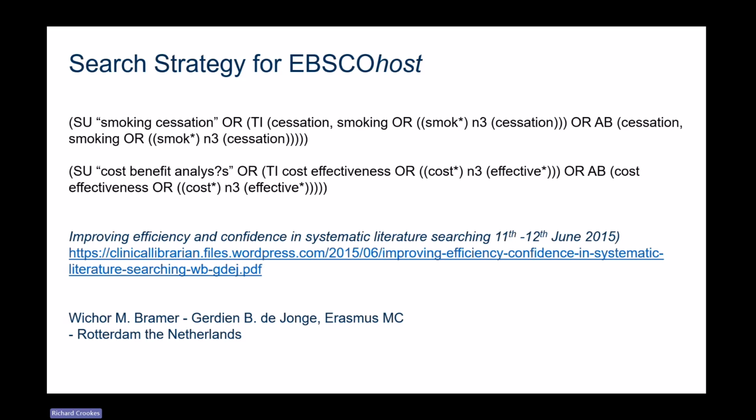But just to add, there is a search strategy that's been designed by the Erasmus Centre in the Netherlands, that I attended a session on a number of years ago at EHIL in Edinburgh, and so you may have been there. And it was developed by Wichor Bramer and his colleagues. And they came up with this search strategy to improve efficiency and confidence in systematic literature searching. So basically, there's a document there which outlines the steps to create essentially 2 lines of searching here, which combines subject searching with title object searching, and of course, incorporating the various syntax there as well.